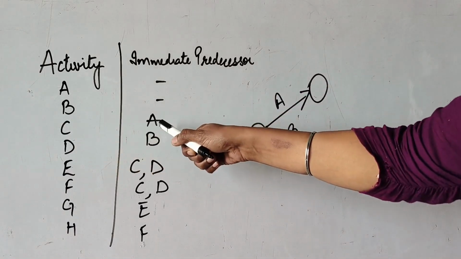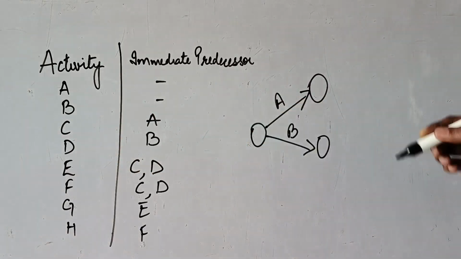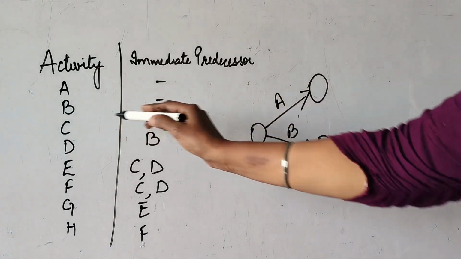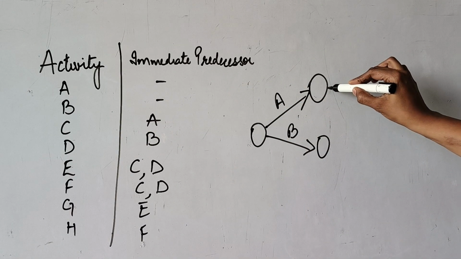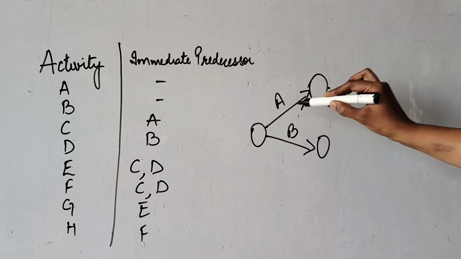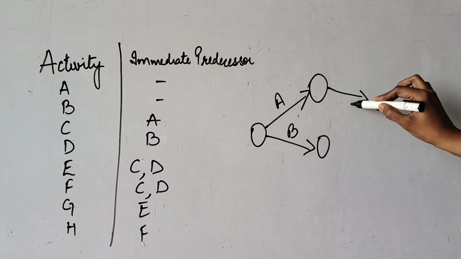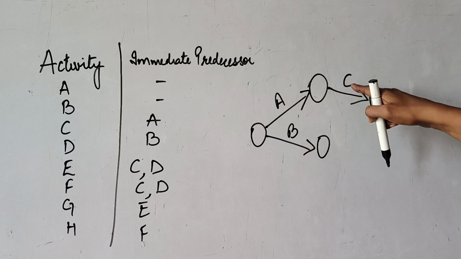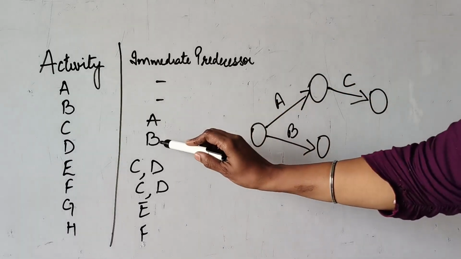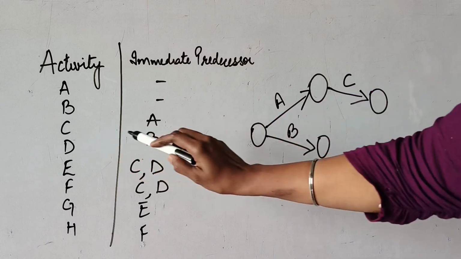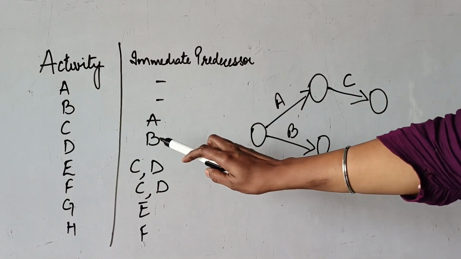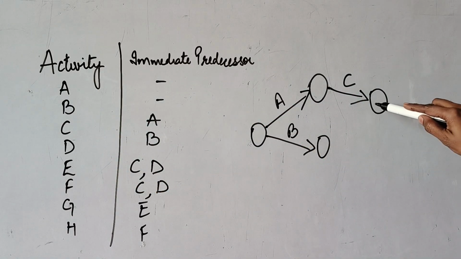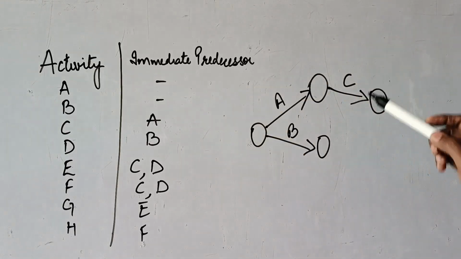Now activity C has a predecessor A. It means activity C is coming out of A activity. This is my A activity. Out of this I am taking an activity, that is C. So A is a predecessor, C is the new activity. Same we will do with B and D. Now see, D is a new activity and its predecessor is B. From B a new activity D is coming.